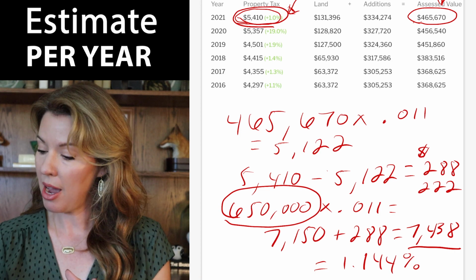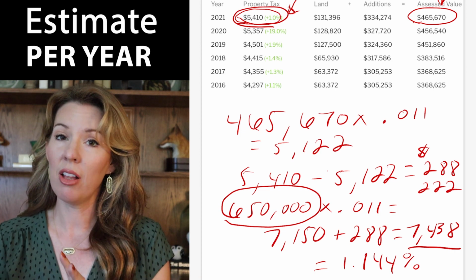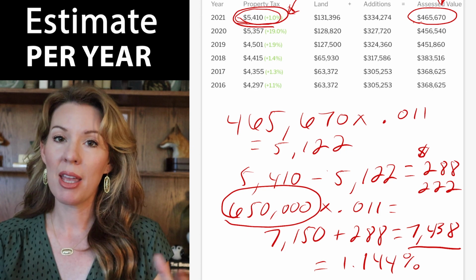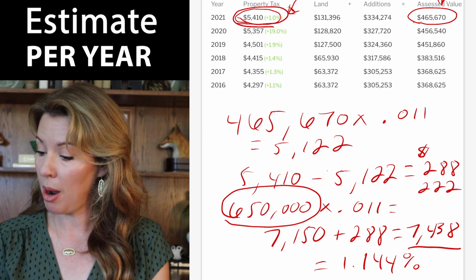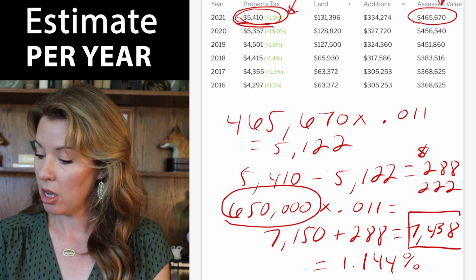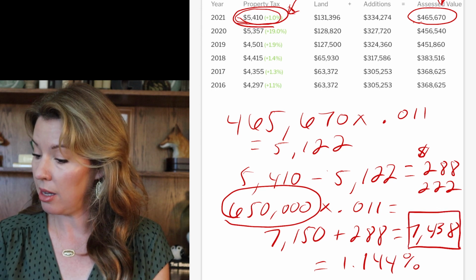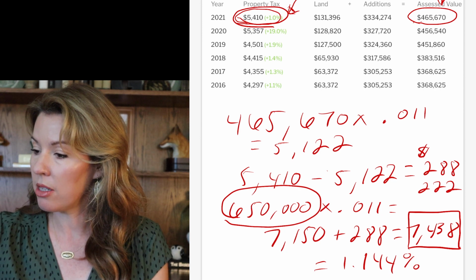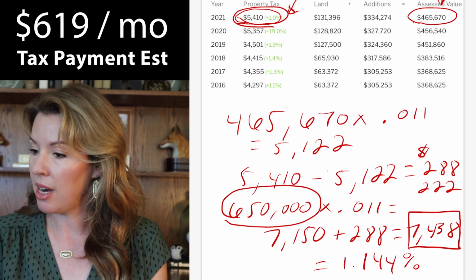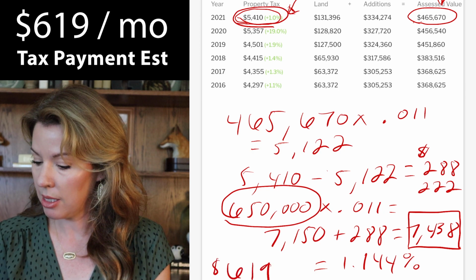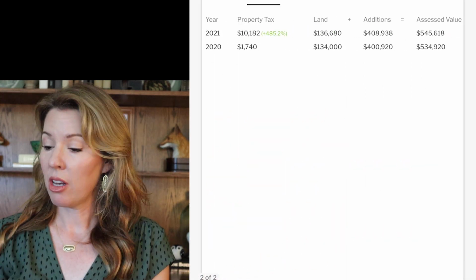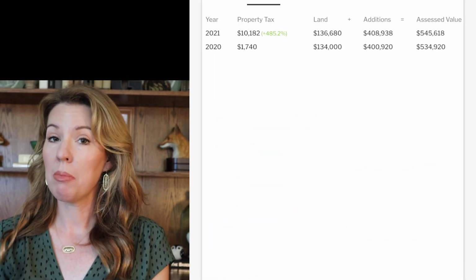To wrap this one up, I just want to emphasize that all of these numbers are per year. So if you want to find out in your monthly payment how much you are going to be paying in property taxes, you're going to take this total property tax amount per year of $7,438, and then of course you will divide it by 12, and it's going to be $619 per month.